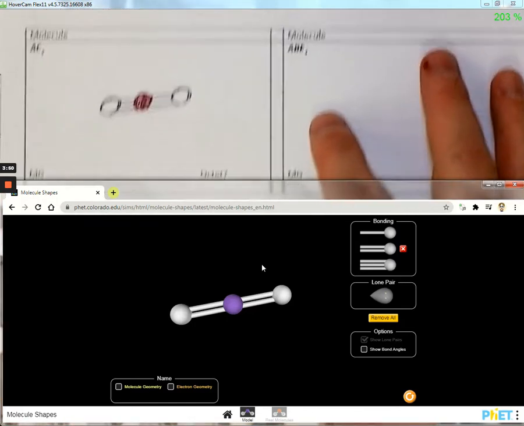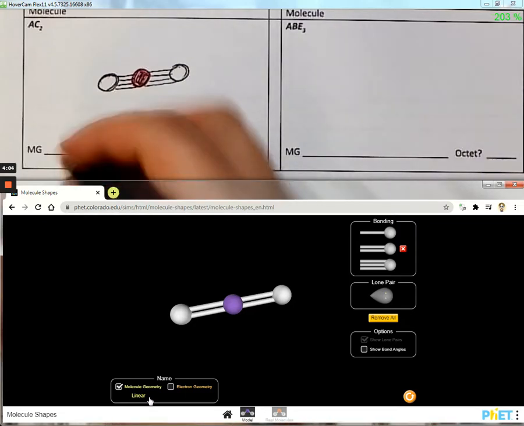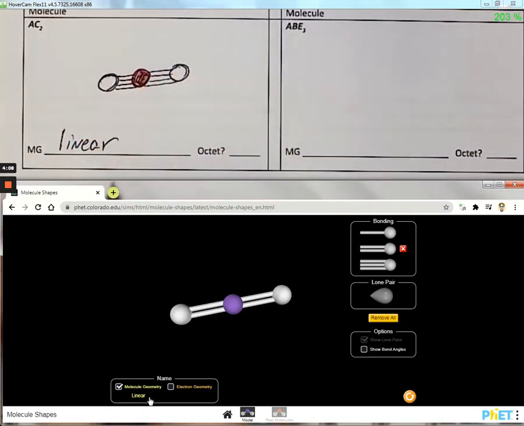Underneath there, it wants me to put in molecular geometry and whether it satisfies the octet rule. Well, molecular geometry, I'm willing to bet that this is linear. And sure enough, when I click the checkbox, that's what it tells me. So I'm going to write linear in the blank, or in the shape of a line.